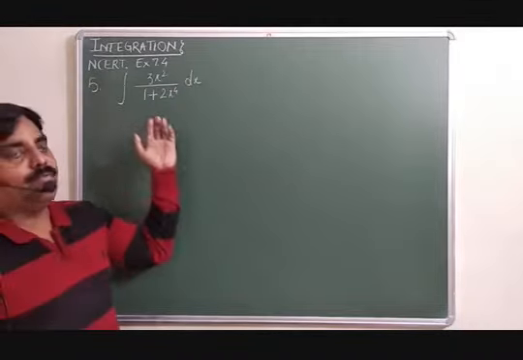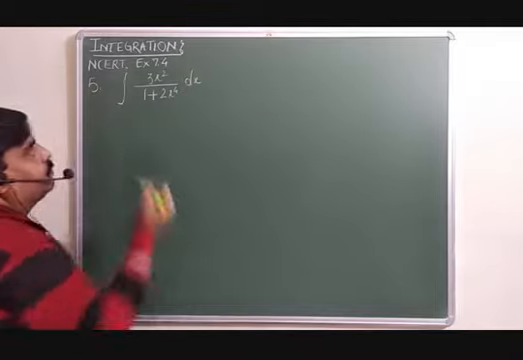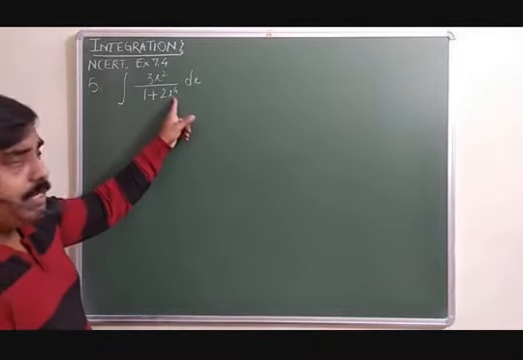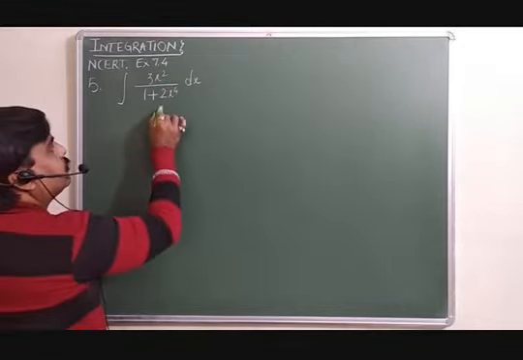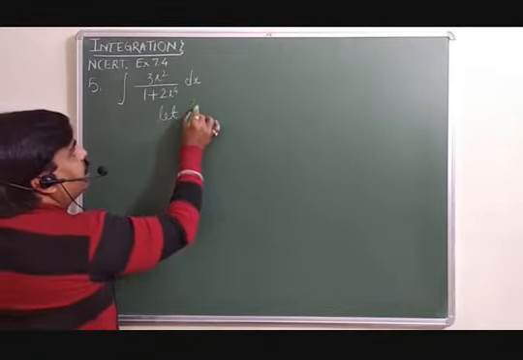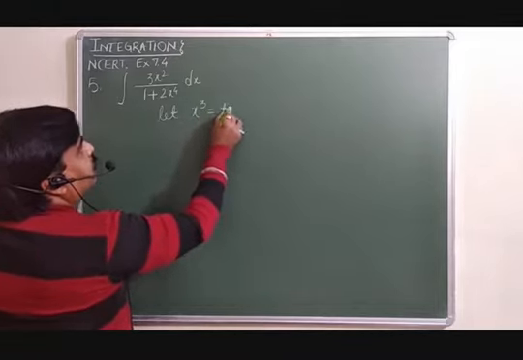Now question number 5 is here. This is the integral of 3x square over 1 plus 2x raised to the 4 dx. So here we are supposed to apply the substitution method. What we are supposed to substitute here? See now, x cube is equal to t.